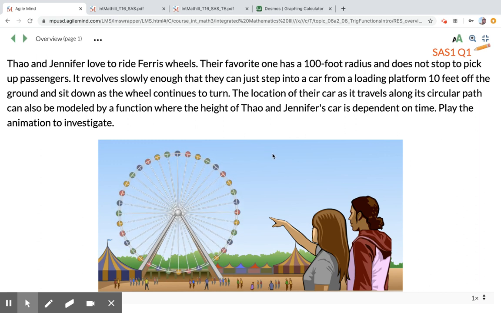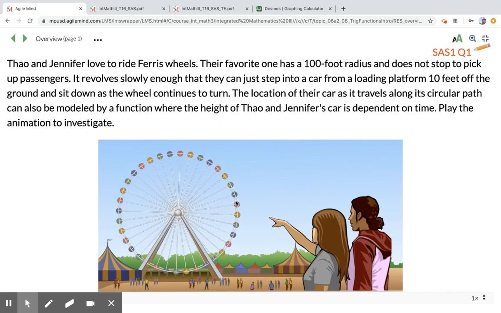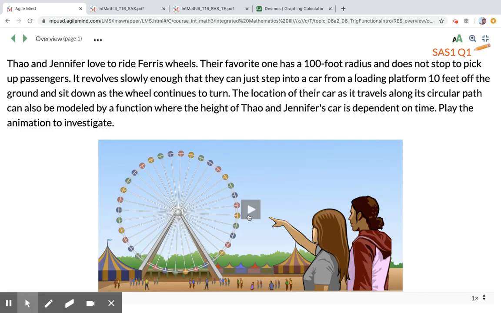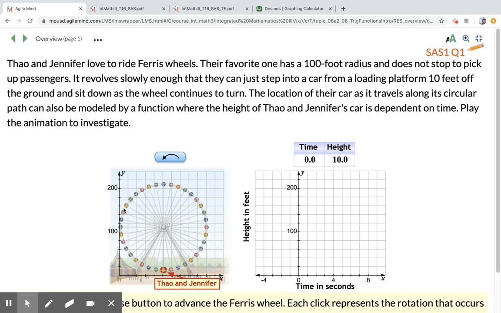The location of the car as it travels along its circular path can be modeled by a function where the height of Tao and Jennifer's car is dependent on time. So we're going to play the animation here to investigate that a little bit. Sorry, I got to get my play button back. There it is. So we're going to play this. You're going to want to have question number 1 out on your student activity sheet.